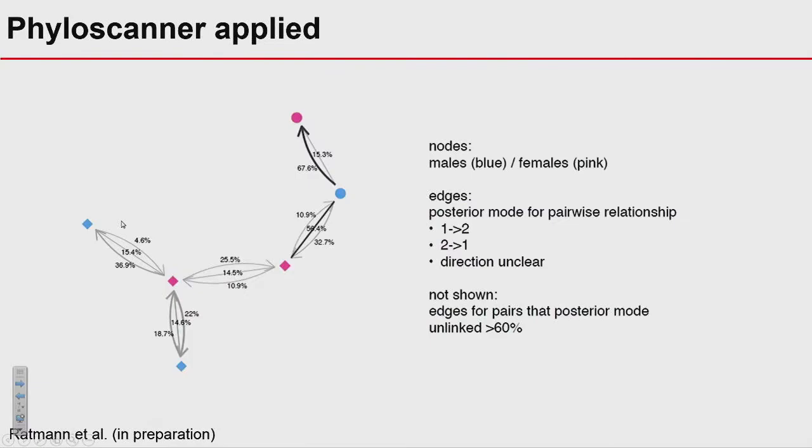So we have these posterior probabilities. And so then what we can do is we make networks from these data. And the nodes here are males. The males are in blue, the females are in pink. And the edges are represented by either these ancestral relationships or intermingled. And then we're not showing edges for pairs where the posterior mode for unlinked was greater than 60%.